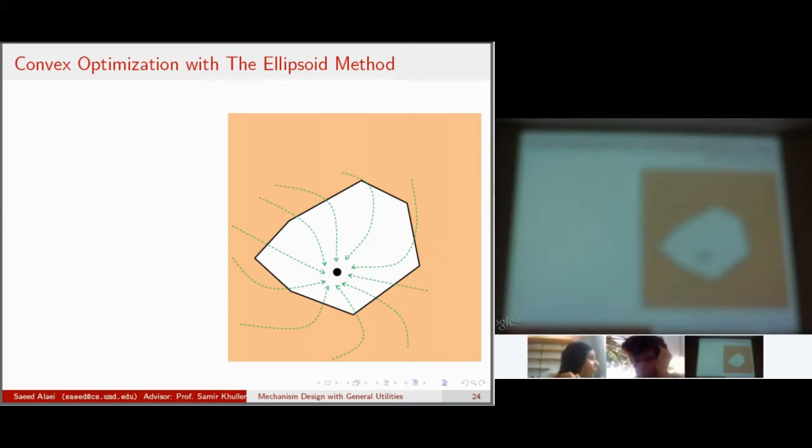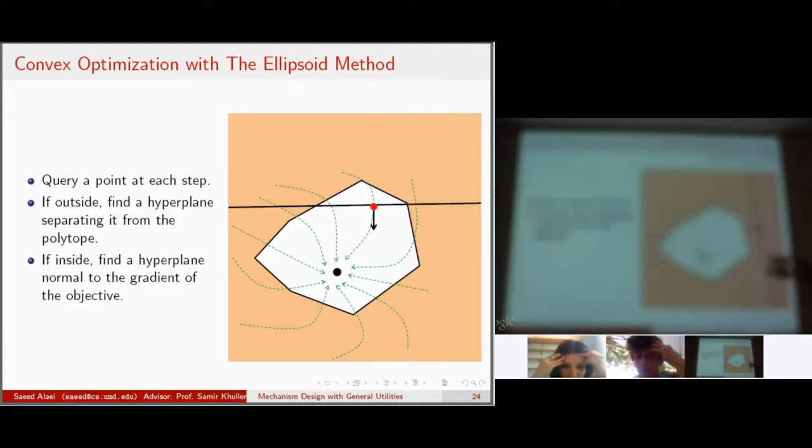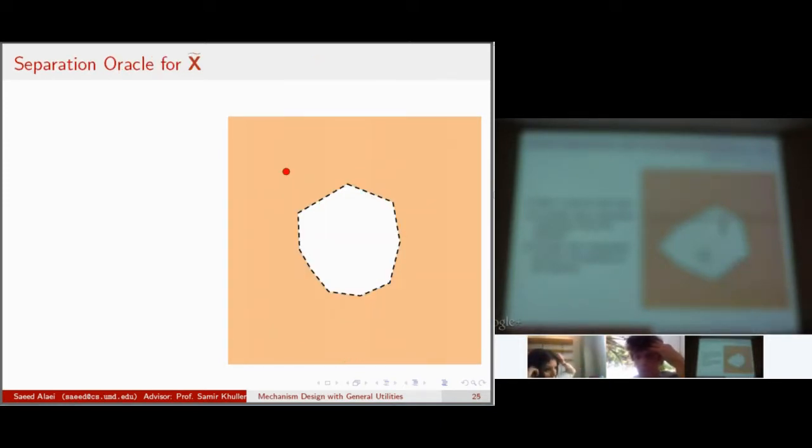So to optimize the concave function, we use the ellipsoid method in the following way. Whenever a point is queried, if it is outside the visible space, we find a separating hyperplane which tells us which side the polytope is. And if it is inside the polytope, we just find a separating hyperplane which is normal to the gradient of the concave function. So let's assume that these green lines are the gradients of your concave function.